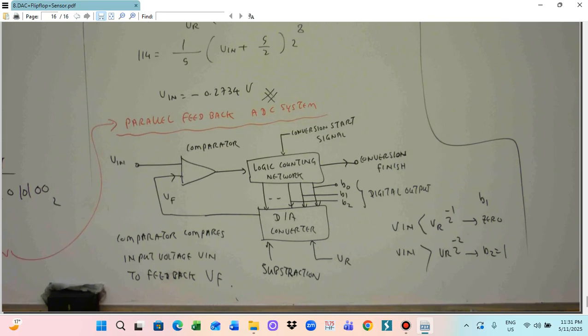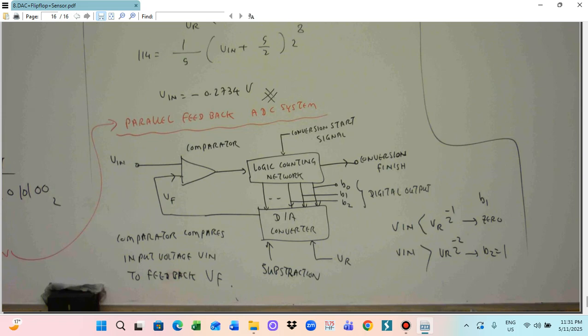If the previous ADC system includes a logic counting network, the function is conversion on a start signal. And then they are connected with the digital to analog converter. Then this is the comparator. Input voltage is compared with the reference voltage, and then we have to count in the logic counting network. Then we put the subtraction. This is the VR. Also the digital output lines. Digital outputs are V0 to P1, P2, and also this is the conversion finish flag. So we can see it.